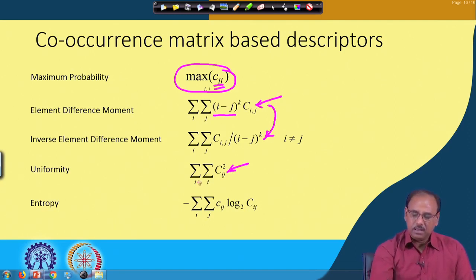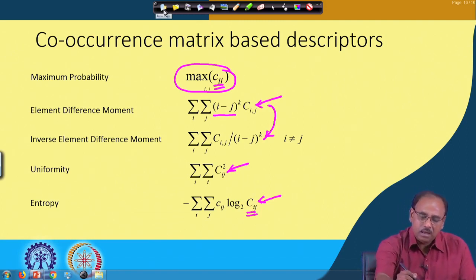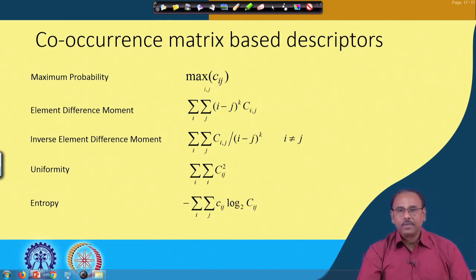You find that the sum of C i j squared will be maximum if all the elements of this co-occurrence matrix C i j are equal. That tells me the uniformity. Similarly, it also tells me the entropy. This entropy will be maximum if the contents C i j are maximally random. So, all these are the different types of features, or properties, that can be computed from the co-occurrence matrix that we have just computed. This is what you obtain from the raw texture image itself.